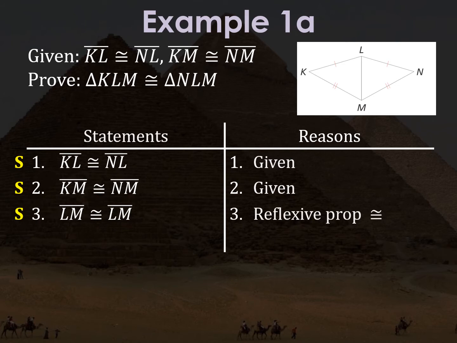So now notice you have three pairs of congruent corresponding sides, which leads to statement 4. Triangle KLM is congruent to triangle NLM by SSS. So again, for SSS, you just need to show all three pairs of corresponding sides are congruent. Don't have to worry about the angles.